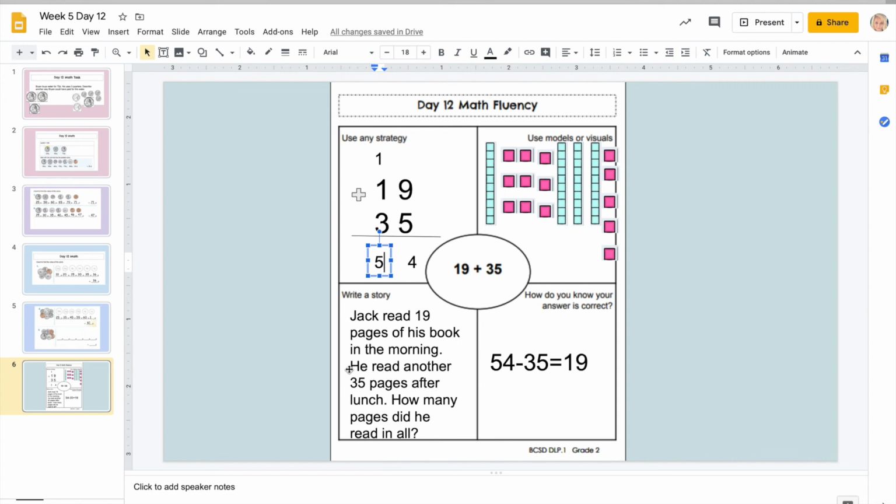And then the last thing we're going to go over today is how do you know your answer is correct? And we know our answer is correct by checking our work. Because this equation is addition, we are going to do the inverse operation, which is the opposite, and we are going to subtract. So we are going to take the sum, which was 54, and then we are going to subtract it from one of our addends. And when we subtract that, it should equal our other addend, and if it does, we know our work is correct.